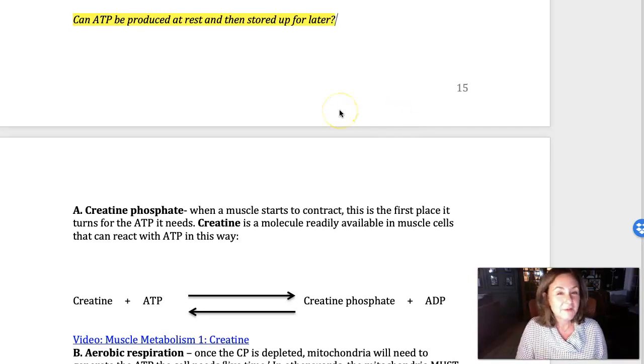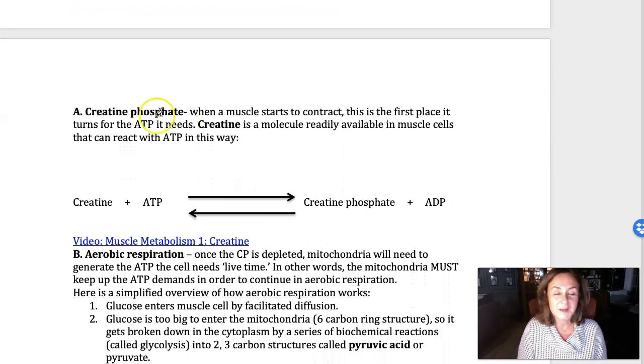Instead, there is kind of a variation of storing it for later. The closest we can get to storing it for later is using this molecule creatine phosphate. So creatine phosphate is basically a molecule that you can add a phosphate to. So we could take this creatine and add the phosphate from ATP to the creatine, making creatine phosphate. And of course, that would leave us adenosine diphosphate, ADP.